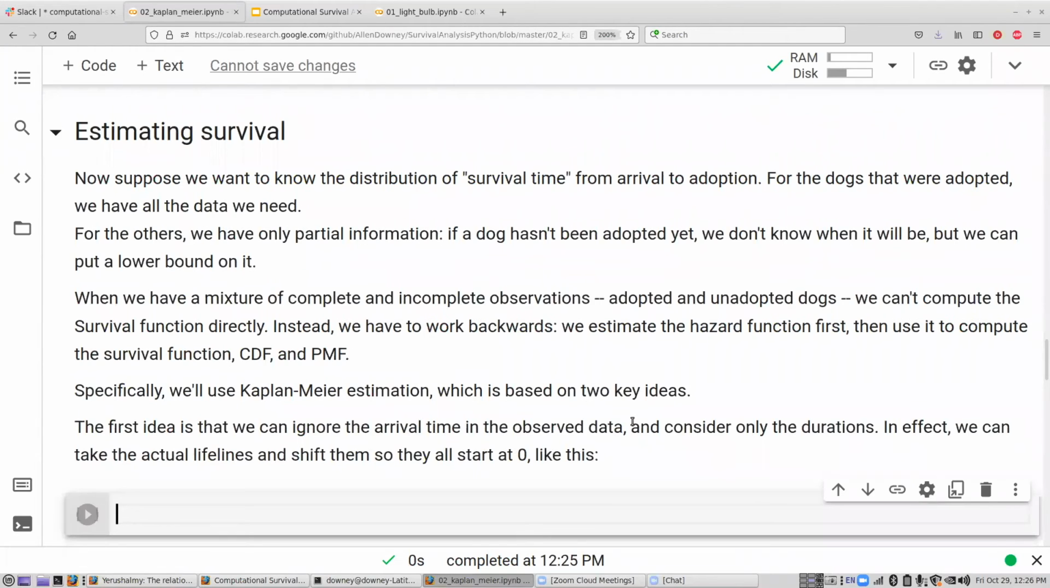So here's what we're going to do. We want to estimate the survival curve, and we're going to do this by computing the hazard function. And let me show you how we're going to do that. We're going to sneak up on it gradually. I just need to get my notes.